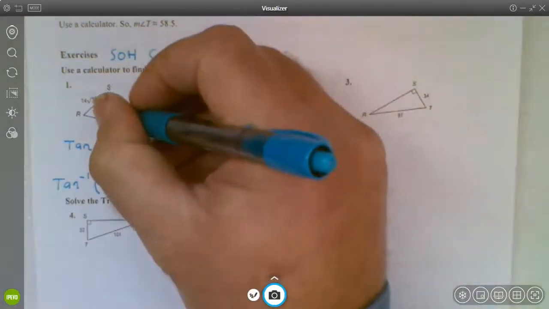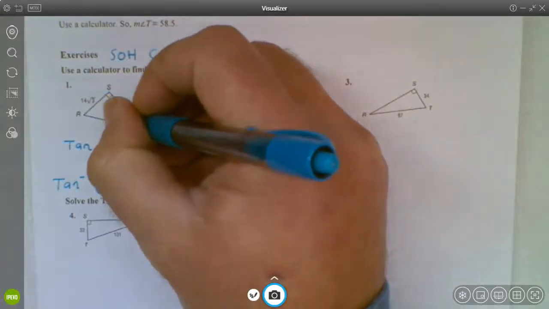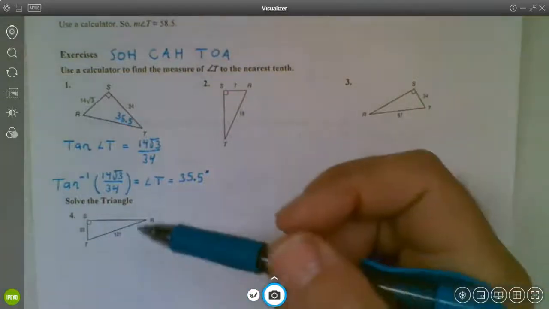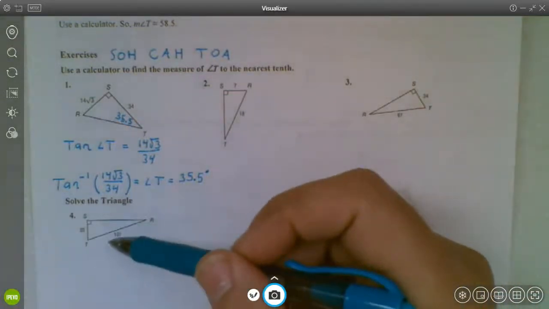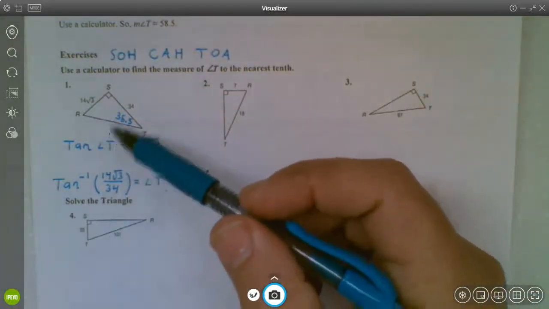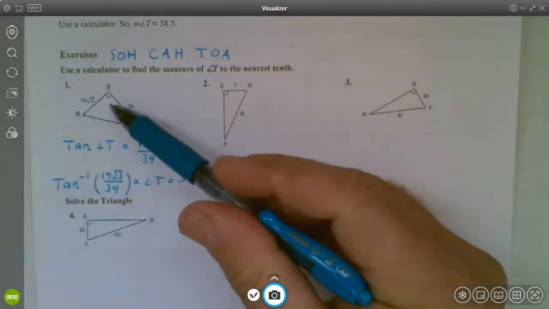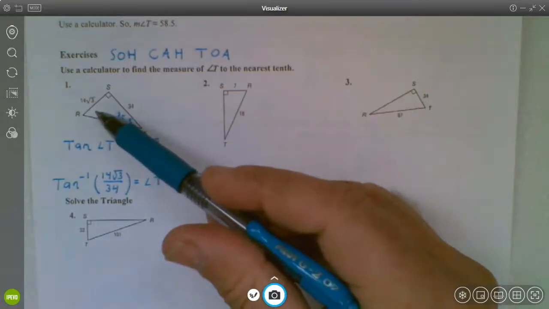So that's this guy. Just to give you a quick heads up, one of the things we're going to be doing to finish this off is, what if I ask you to find everything that's missing? Like, I already know 2 of the angles. What if I said, what's my missing angle? How do I find angle R?